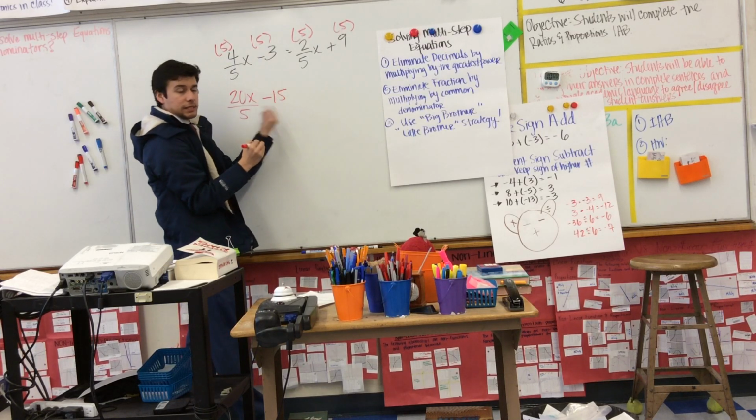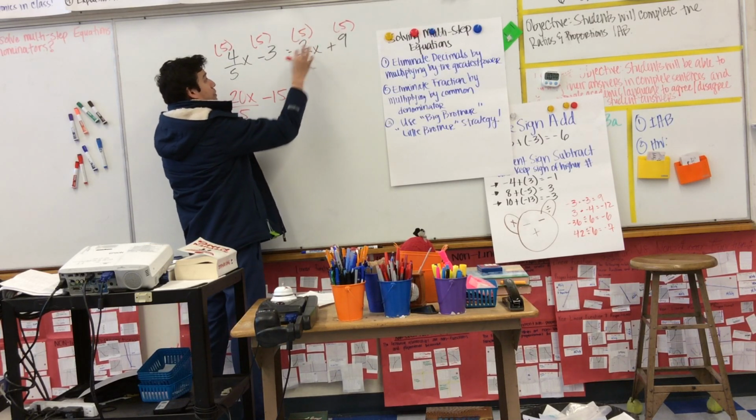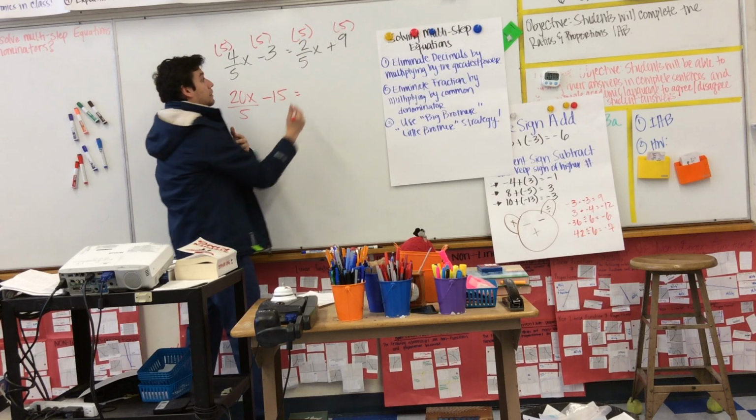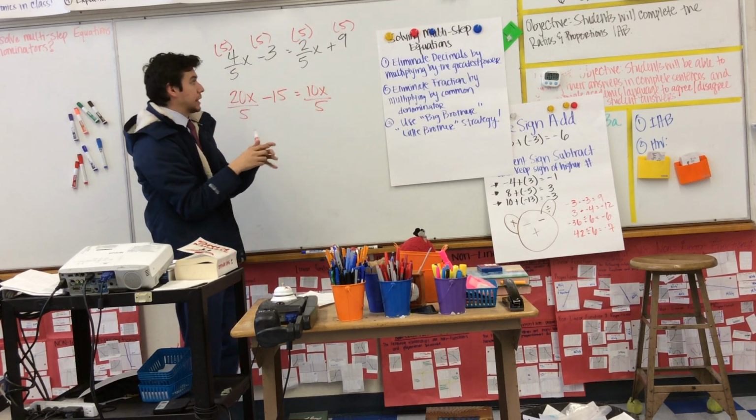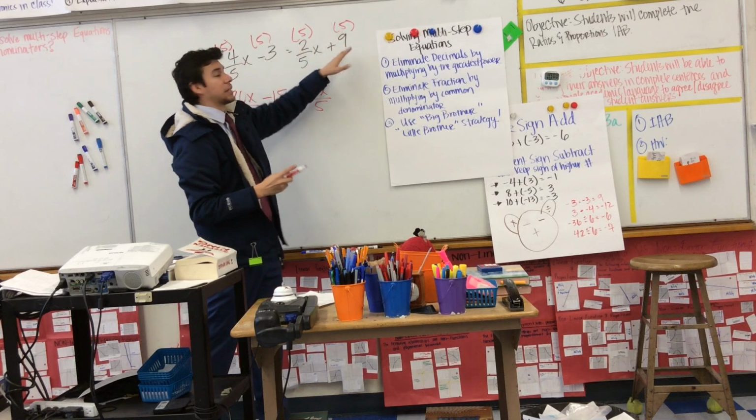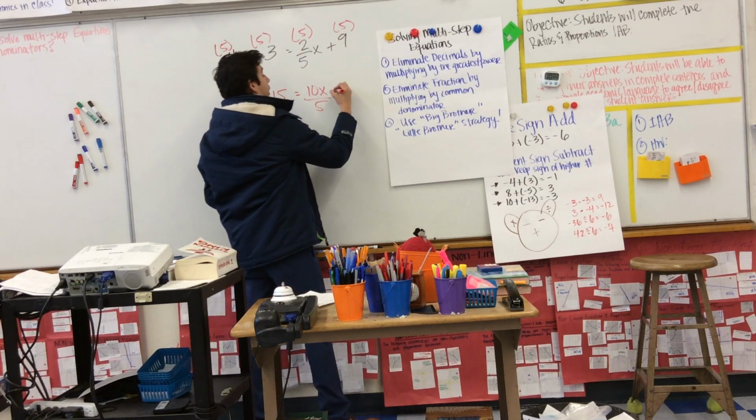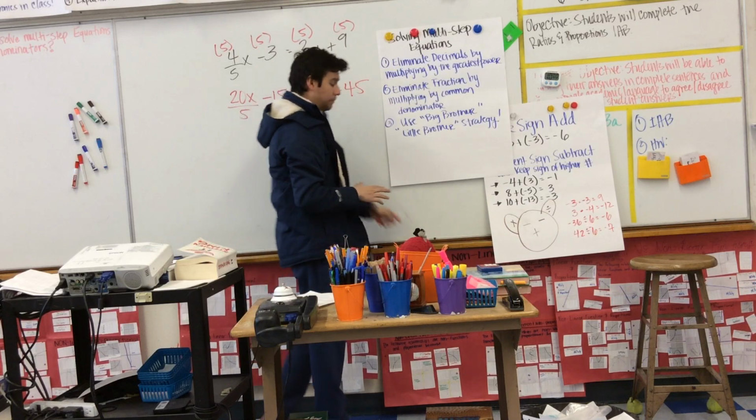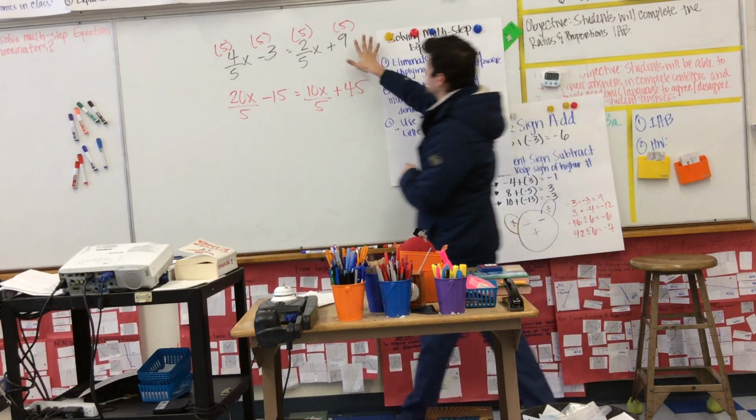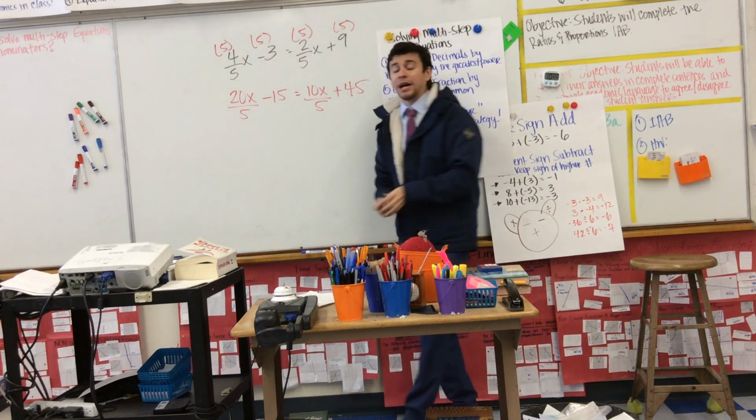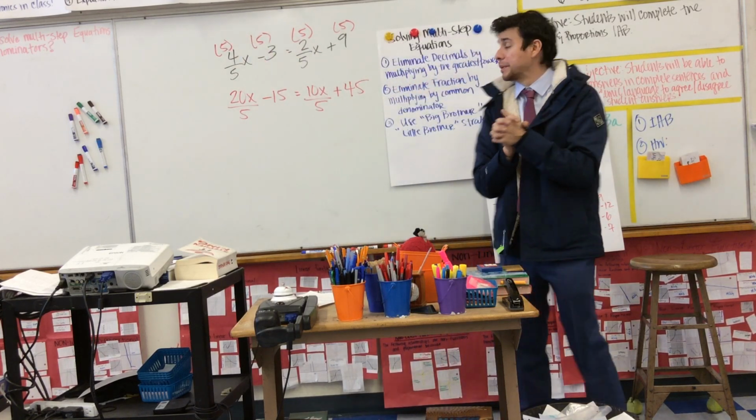The minus stays the same. 5 times 2 is 10. So this is your 10x divided by 5. The denominator stays the same. And then 5 times 9 will give you your 45. Okay? You're going to notice something special that's going to happen. The reason why we multiplied everybody by 5 is that something special is going to happen.